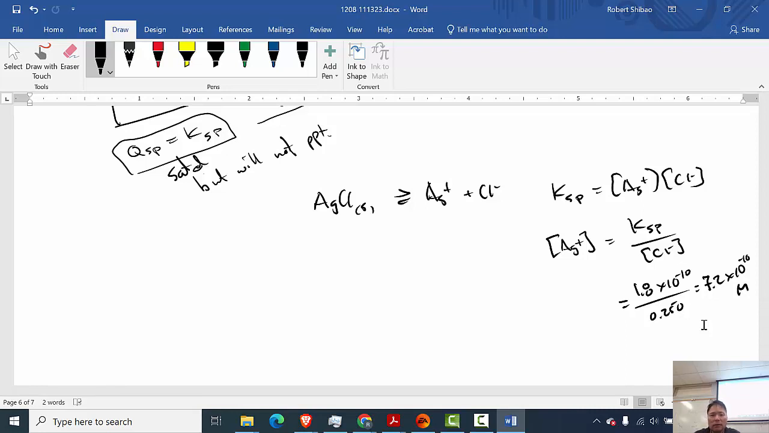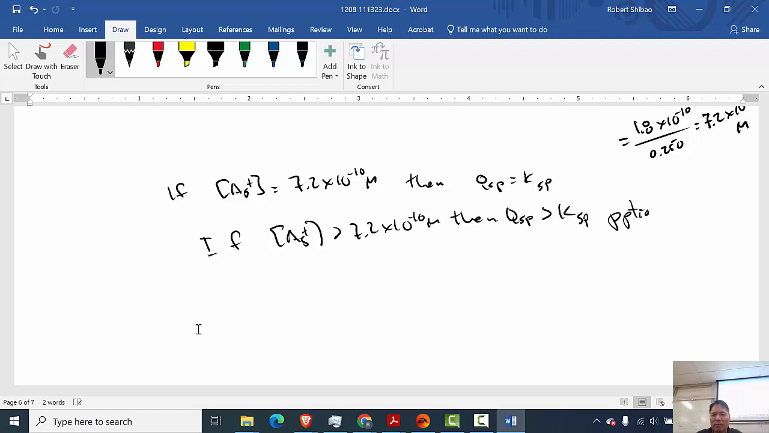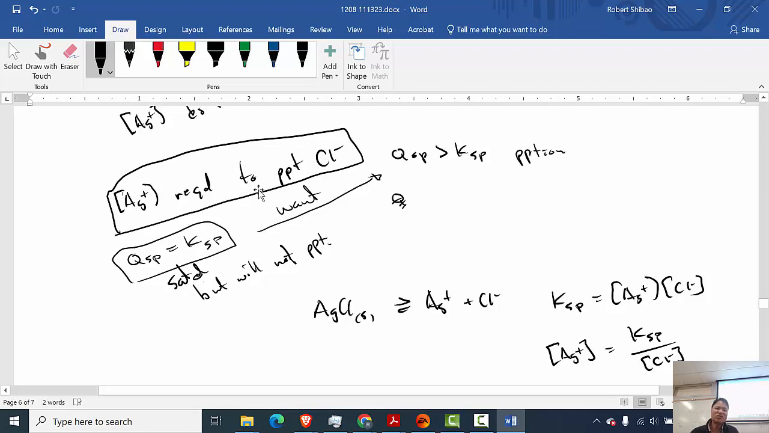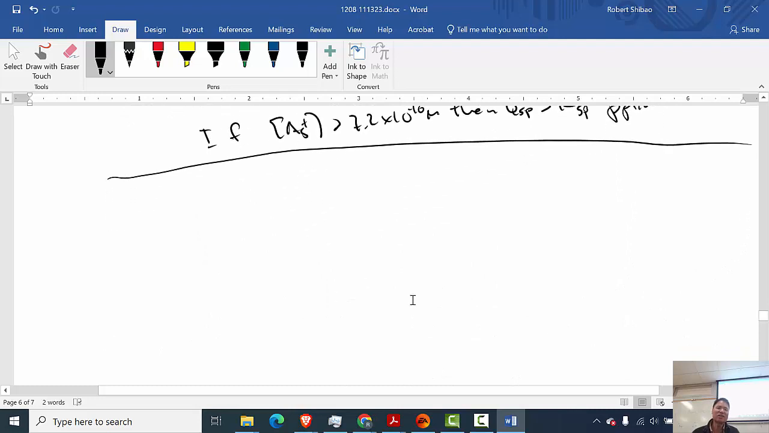So if the silver ion concentration is equal to 7.2 times 10 to the minus 10 molar, then QSP is equal to KSP. If we bump it up, though, if the silver ion concentration were greater than 7.2 times 10 to the minus 10 molar, then QSP is greater than KSP, and we expect precipitation. Okay, so the silver ion concentration required to precipitate chloride is greater than 7.2 times 10 to the minus 10 molar. Okay, the next thing is we want to calculate the silver ion concentration required to precipitate out the bromide.